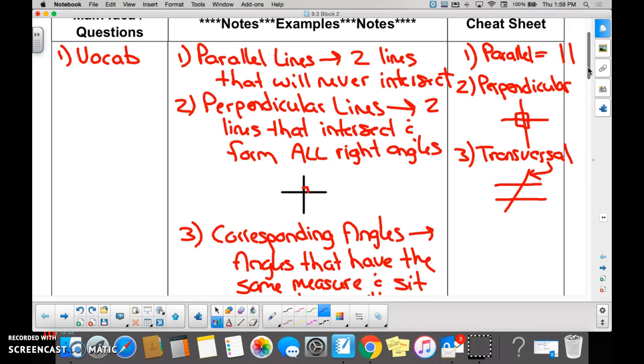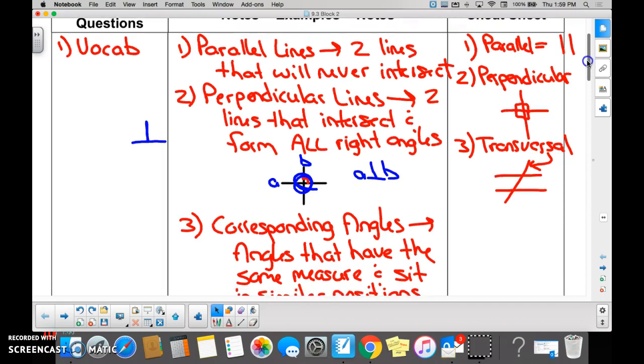Now I'm going to throw this out to you. This is not something you need to know yet, but there is a symbol for perpendicular. Does anybody know it? It is an upside down T. So for example, if I said this was line A and this was line B, if I said A is perpendicular to B, we know that all of these angles right here form 90-degree angles, right? Okay, cool. So we'll come back to that later on.